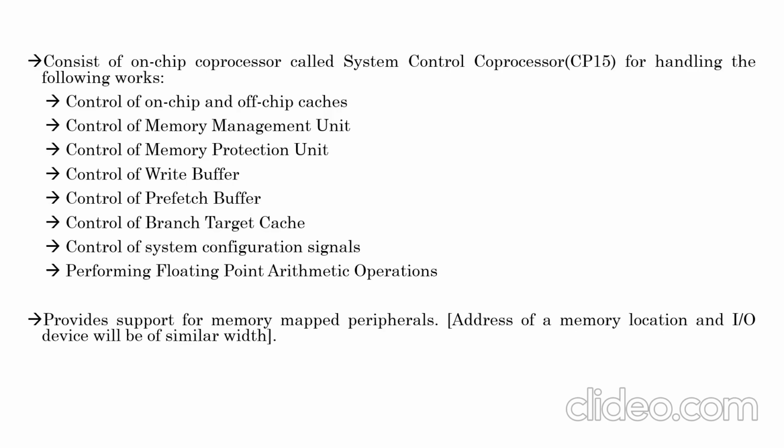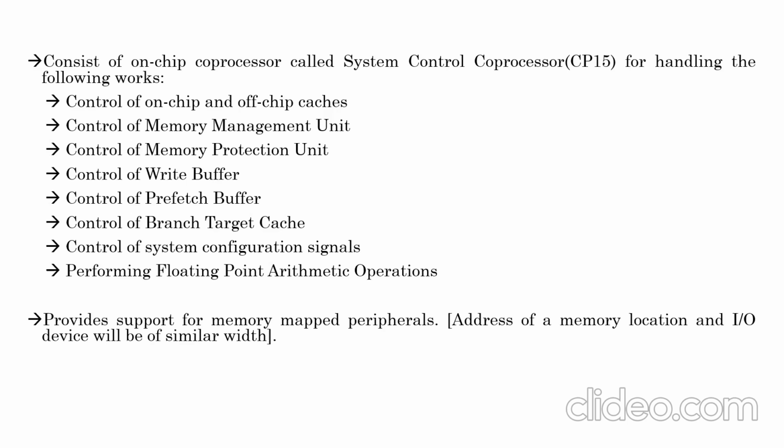Next one, ARM provides support for memory mapped peripherals. Memory mapped peripherals means the peripheral device will have an address length similar to a memory location's length. For example, if the memory location is identified by a 32-bit address, the peripheral or IO device will also be identified by a 32-bit address. This reduces the number of separate address spaces to be allotted for memory and peripherals. ARM supports only memory mapped peripherals, not IO mapped peripherals.